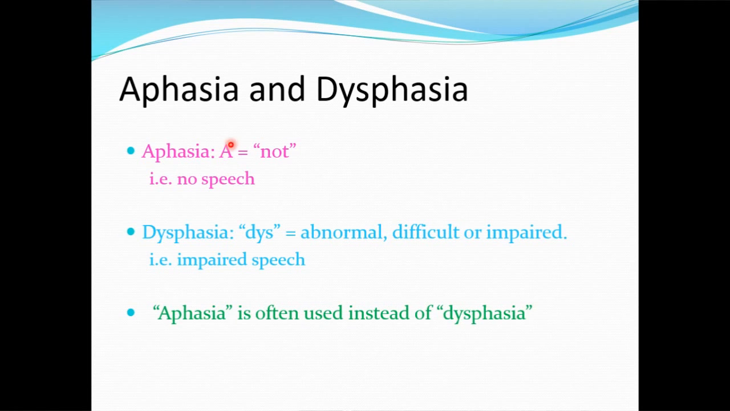Just so that you remember the terms, the A of aphasia means not. So when you think about aphasia, it means there is no speech. Dysphasia means abnormal, difficult, or impaired. So if we talk about dysphasia, we're talking about impaired speech. But you'll see later, aphasia and dysphasia are sometimes used interchangeably. Some people will refer to aphasia when they actually mean dysphasia, and one just needs to understand that they are used interchangeably. So aphasia is often used instead of dysphasia.